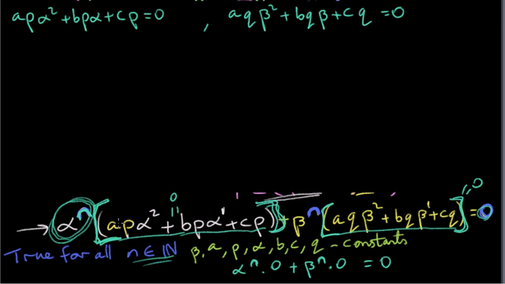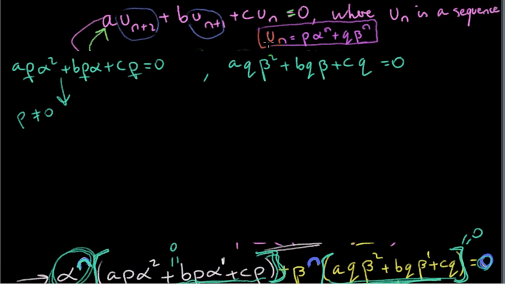So I'm just writing them up here. I'm writing this expression here up here, and this expression here, I'm writing it up here. We want them to be 0. So we can divide across by p here, assuming that p is not 0. Let's assume that p is not 0. Remember, we're assuming a solution of this form here. This is the solution to our difference equation.